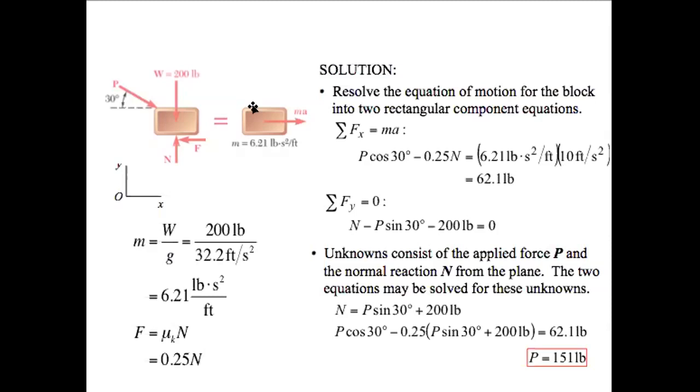For the y direction, the acceleration is 0. So we have the sum of the forces in the y direction equals 0. N minus P sine 30 degrees minus 200 pounds equals 0. From these two equations, we can easily find these two unknowns, N and P. P is 151 pounds.